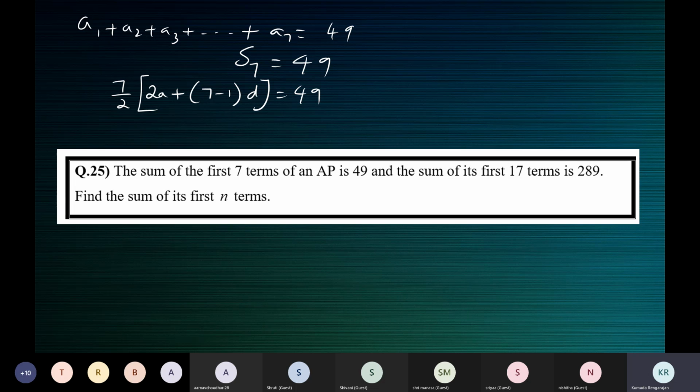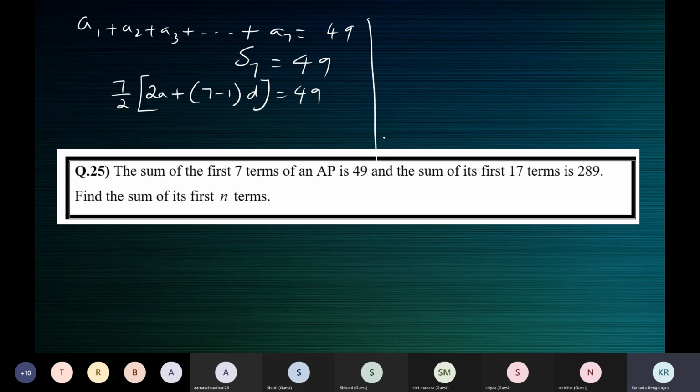Some information regarding the AP is given to us. So A is A, D is D, but n is 7. So wherever we have n in the formula, use 7. Work this, you will get an equation in A and D. See here, the unknowns are A and D.